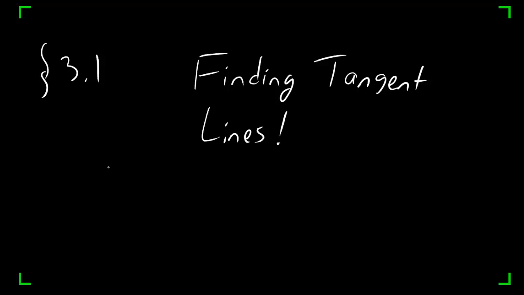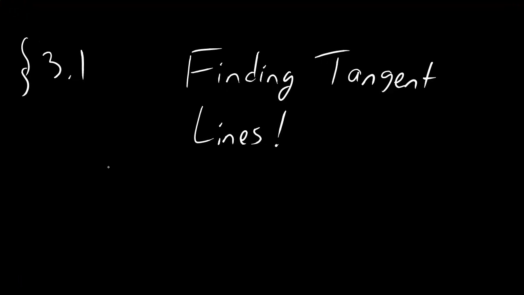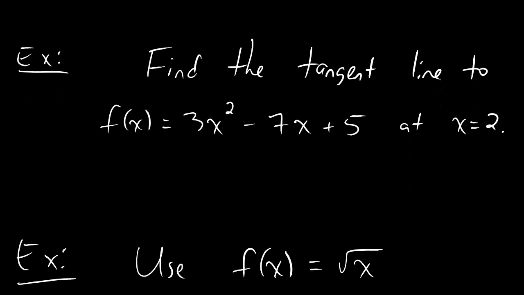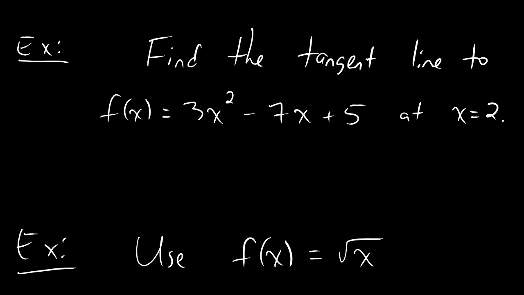Alright. So dudes, here's the thing. We're finding the equations of these tangent lines using our fancy rules. And so let's get started with this first example. We're going to find the tangent line to this crazy equation at x equals 2. So of course, first thing we want to do is get a point and a slope. Those are the two things you need for any line.